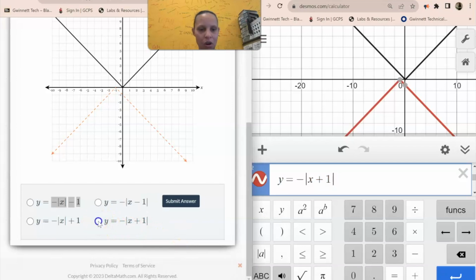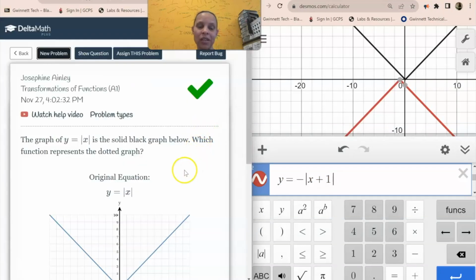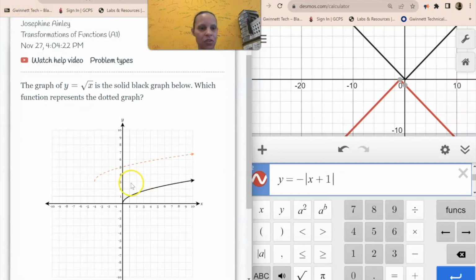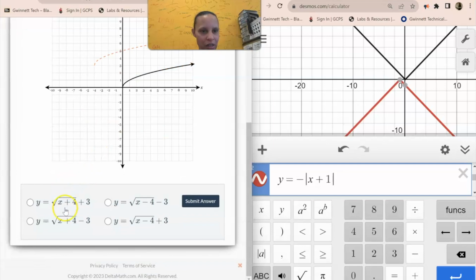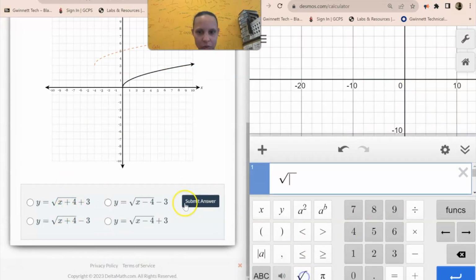So you're just going to put in all the answer choices and see which graph matches up. To me, it's faster just to do it by hand. But again, it really doesn't matter. So you're just going to put it in and see which one matches up. So we're going to start off with the original equation. I really don't even need to do that. I can just put in the answer choices, right? So we're going to X out of these, square root. I'm just putting in the answer choices and seeing which one gives me the dotted line.